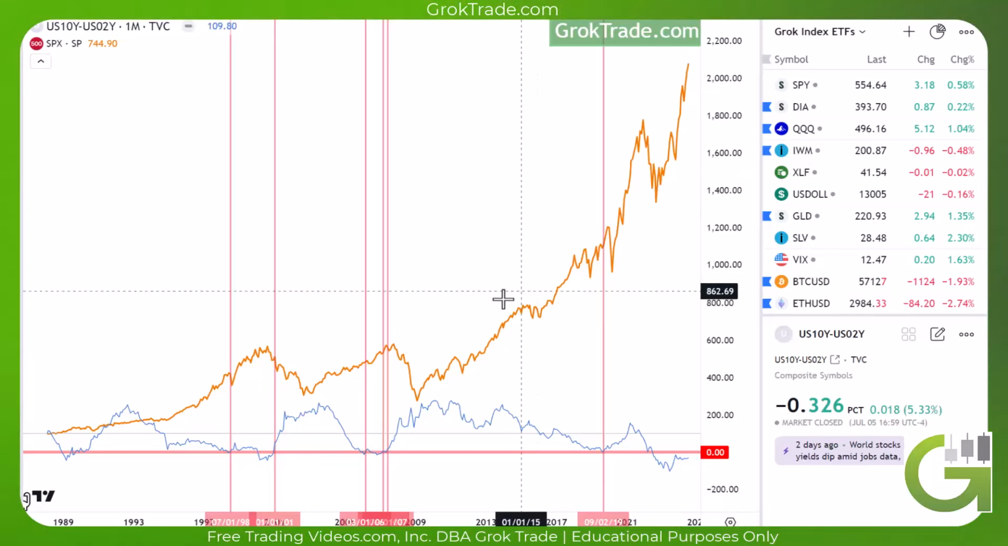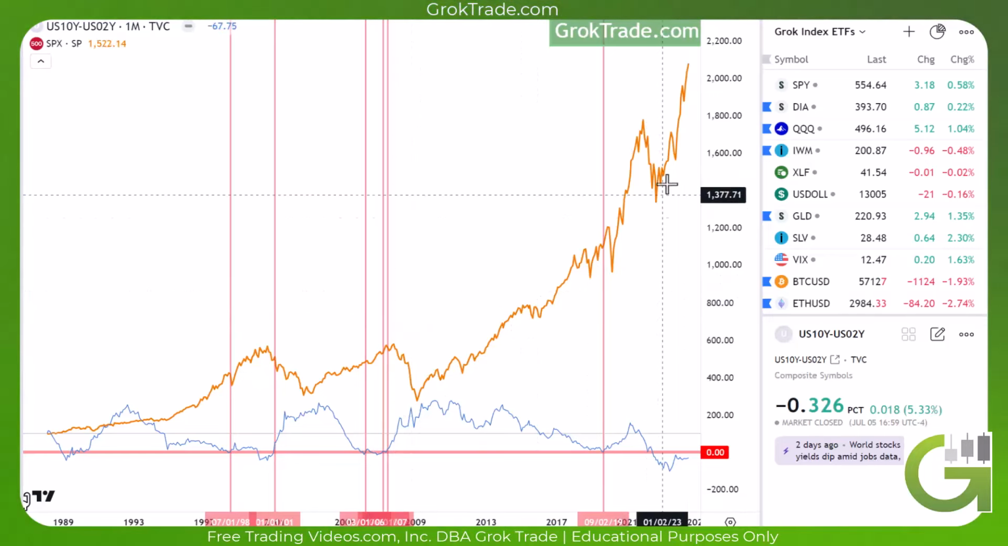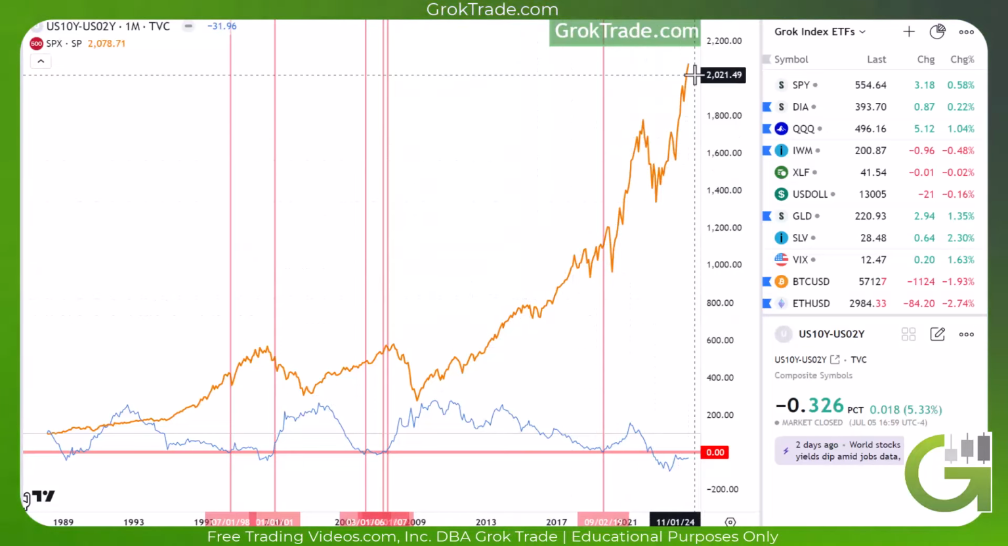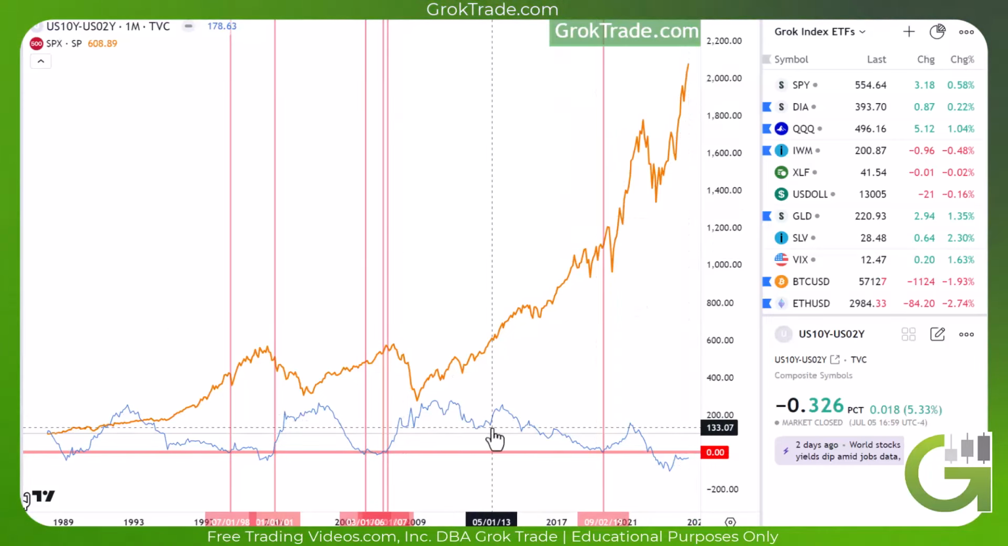Now, what are we looking at on this chart? This orange line is the S&P 500. This is the spider, or the S&P 500 index, going up, up, up, up, up. We're just going sky high here. At the same time, you'll see this blue line. This is the 2-year versus the 10-year.